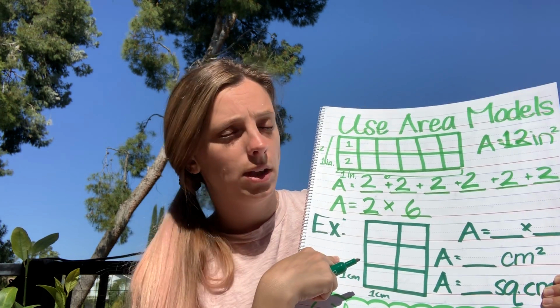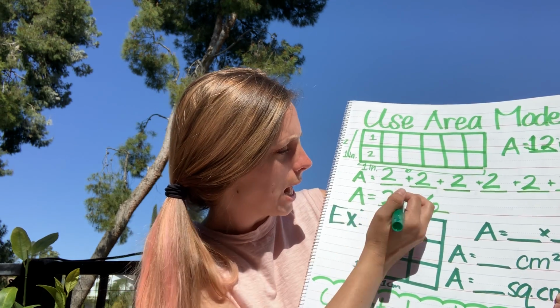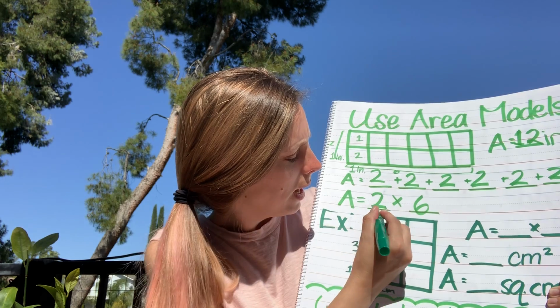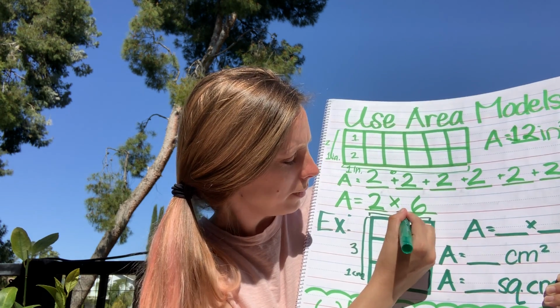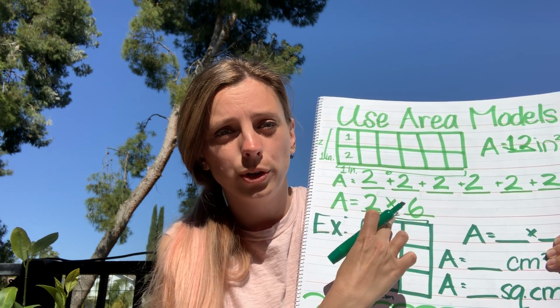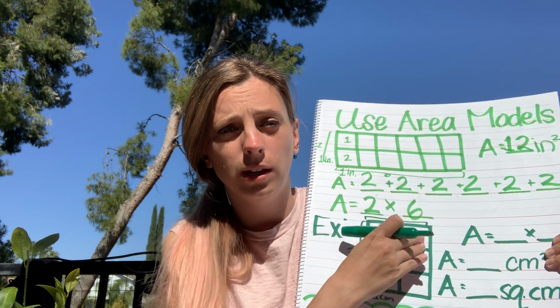Here I have another rectangle. I see that I have 3 on this side because I have 1, 2, 3. And I have 2 on this side. So I already know that there are 3 groups of 2, or 2 groups of 3 if I look at the columns.